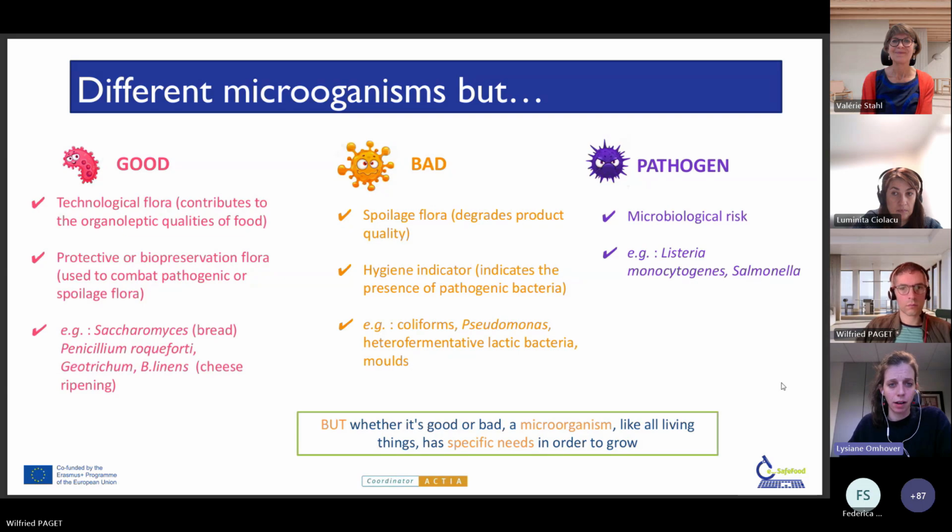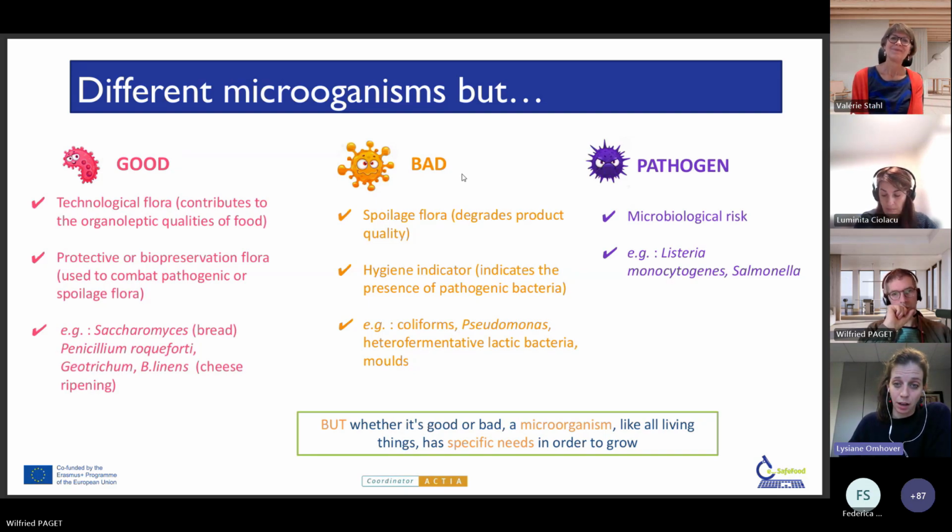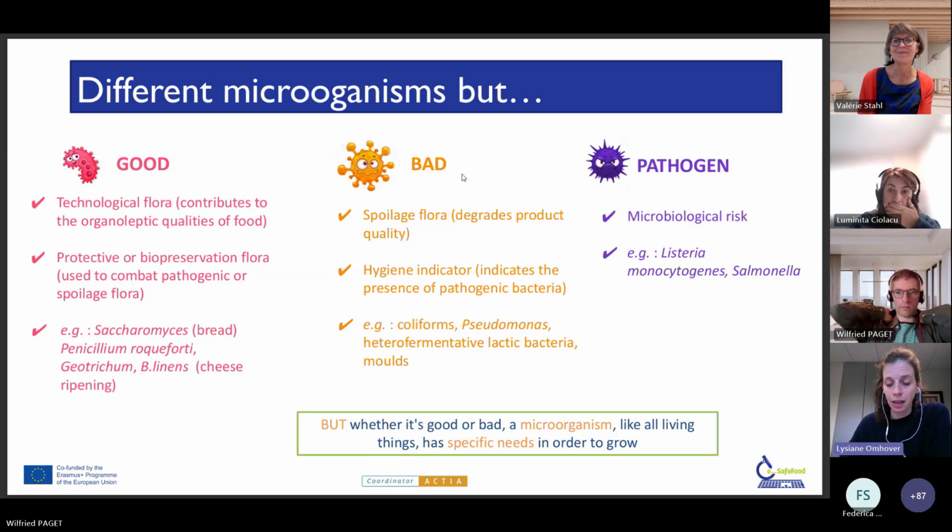Another category are microorganisms that are bad. It's mainly spoilage flora that can degrade product quality. It can also be hygiene indicators that can indicate the presence of pathogenic bacteria. For example, you can follow coliform, Pseudomonas, or heterofermentative lactic bacteria. And the third category is the pathogenic microorganisms that represent an important microbiological risk in food products. For example, Listeria monocytogenes or Salmonella.